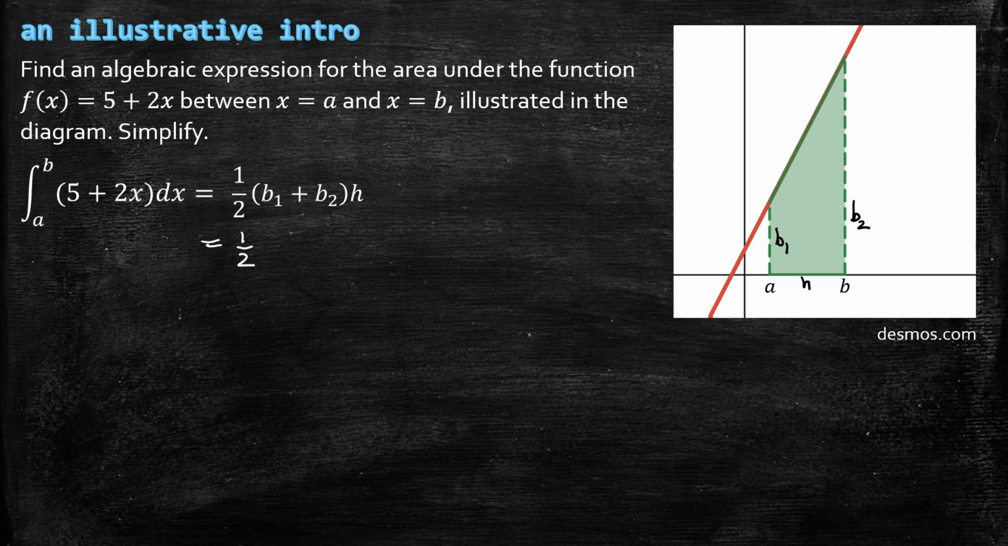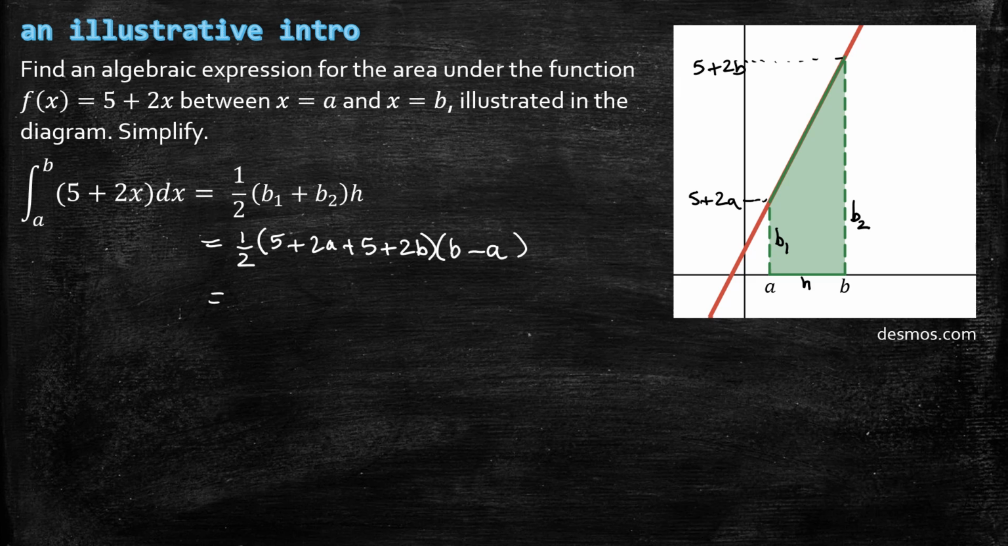So now let's think about it. What is the length of B1 and B2? Well, we can find the height B1 by plugging a into the equation, and that would give us the y value, which would be 5 plus 2a. Similarly, for B2, if we plug b into the equation of the line, we would get 5 plus 2b. So the sum of the bases would be 5 plus 2a plus 5 plus 2b. And the distance between the bases, h, will just be the difference between b and a.